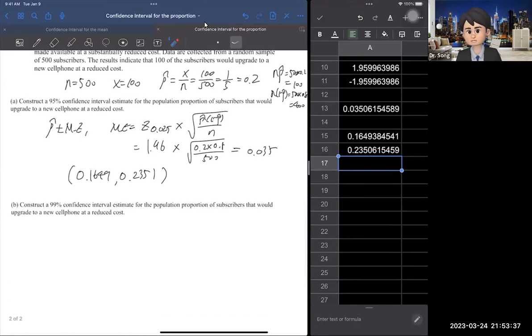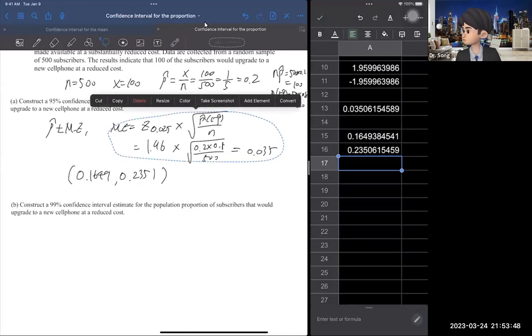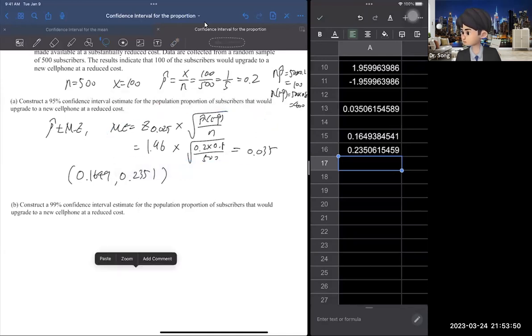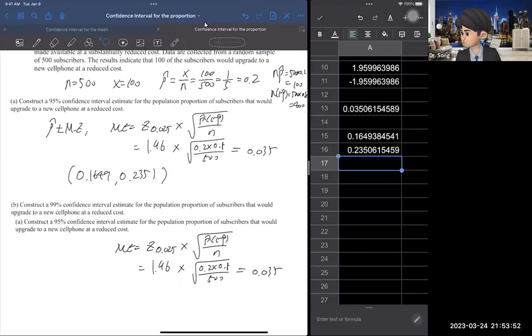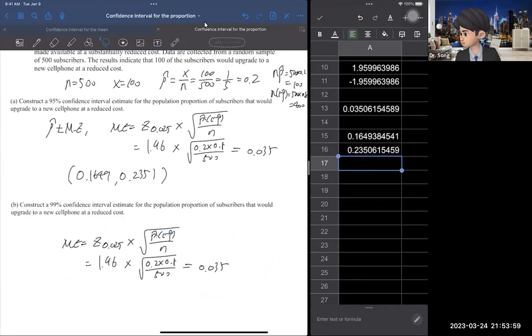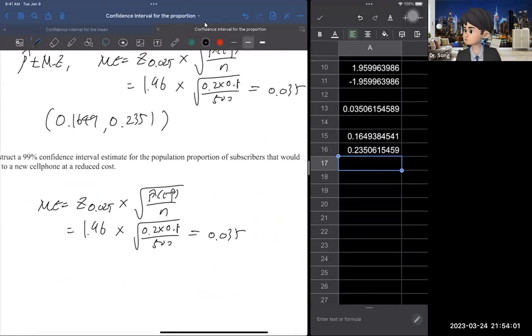Now you do exactly the same thing, but we have 99%. So the confidence level is 99%, and we just need to change this z critical value. Let me copy and paste, and then I'm going to change this z critical value. Let me show you.